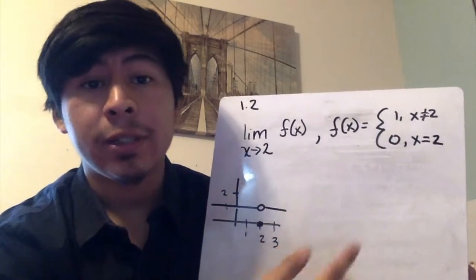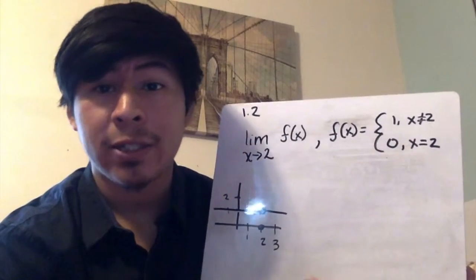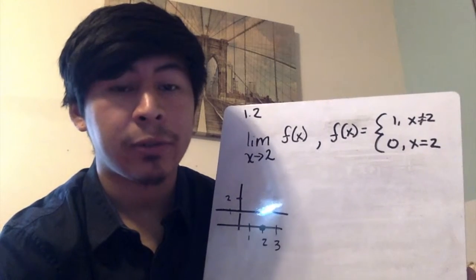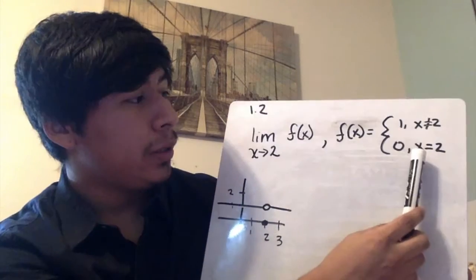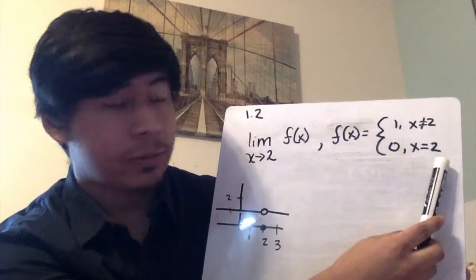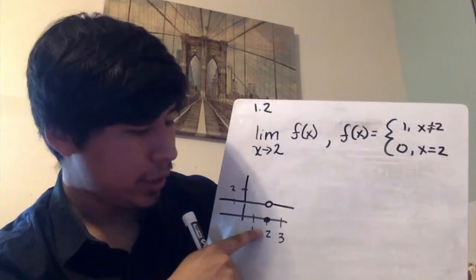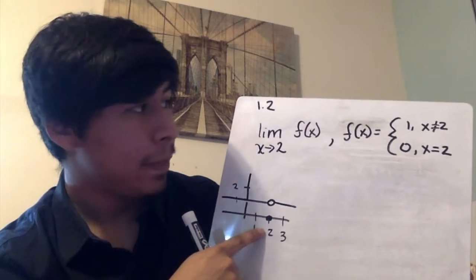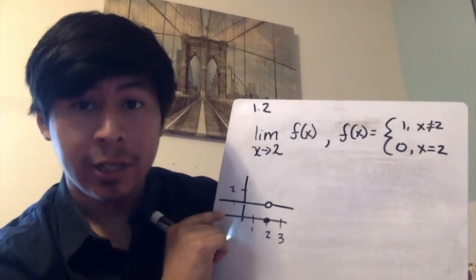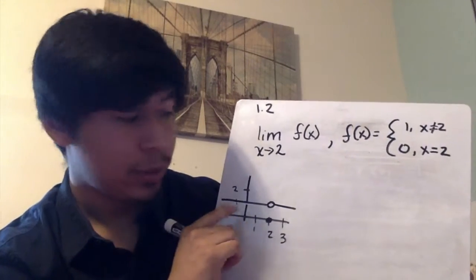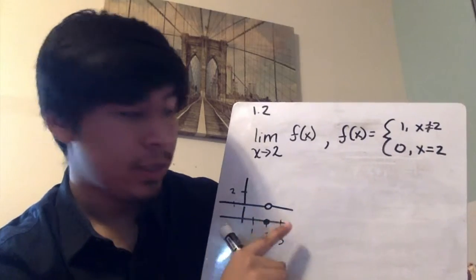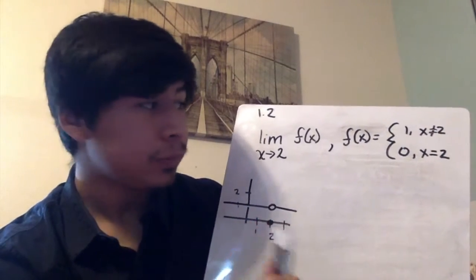F of x is equal to 1 when x is not equal to 2, and 0 when x is equal to 2. If x is equal to 2, that value is 0. So here our x is 2 and our y is 0. Anything that is not 2 will evaluate to 1, hence our hole.